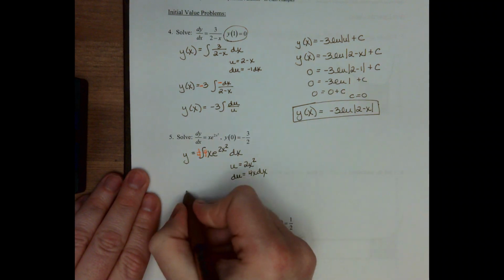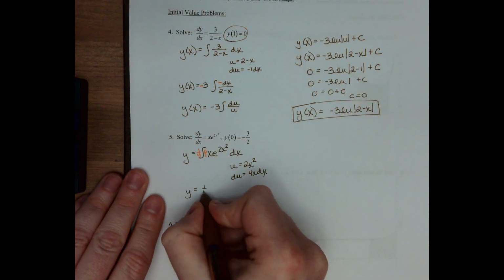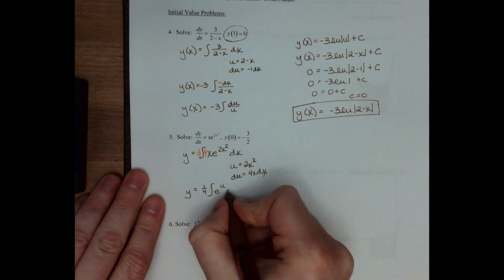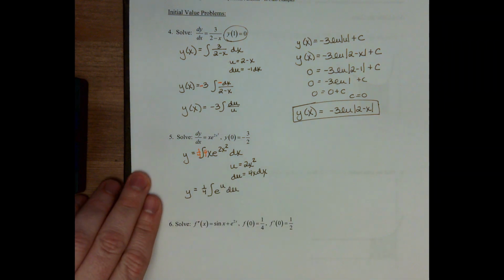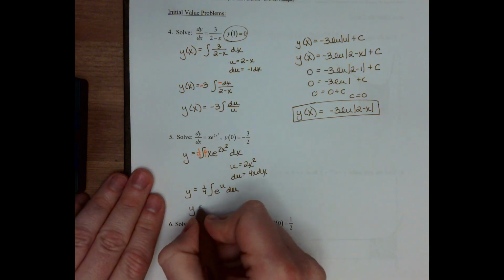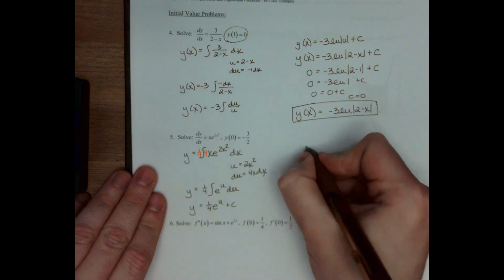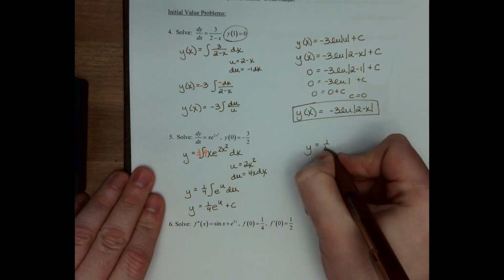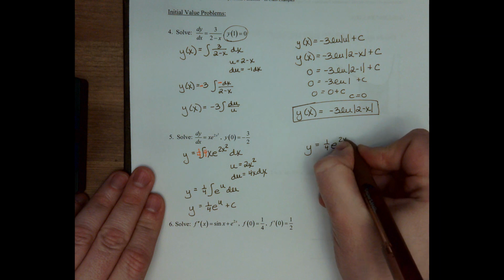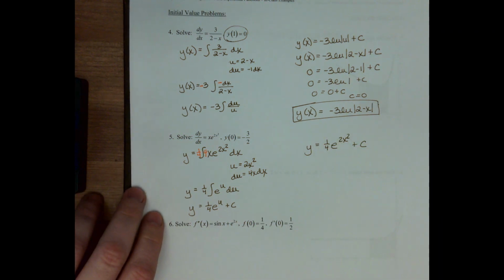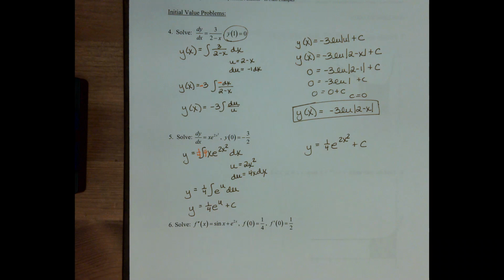And we're going to get y equals 1/4 times the integral of e to the u du. That's going to give us y equals 1/4 times e to the u plus a constant. This is y equals 1/4 e to the 2x squared plus a constant c. I think you can probably handle figuring out the c value. Take a moment, plug in 0 for x, negative 3/2 for y, tell me what c equals.